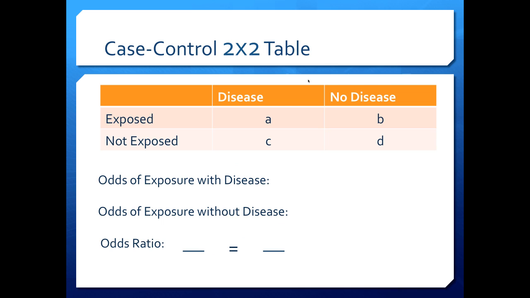As discussed in the Outcomes Measures video, you can calculate an odds ratio for a case control study in order to have a measure of risk of those exposed compared to not exposed.